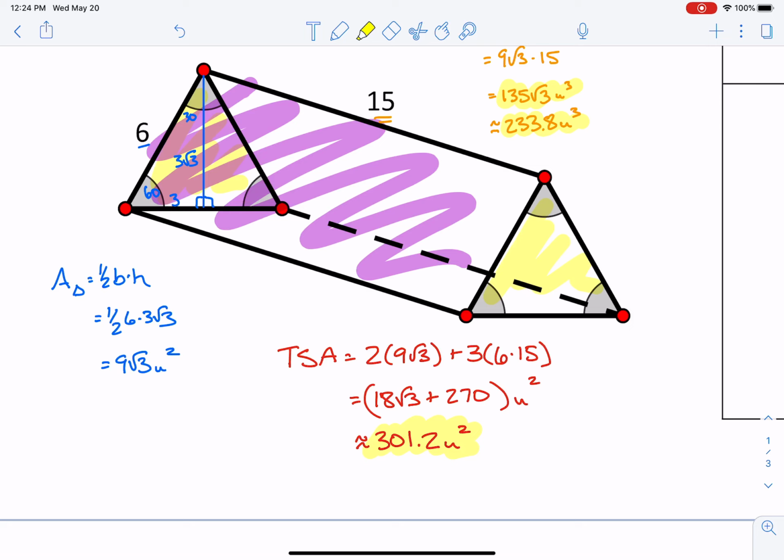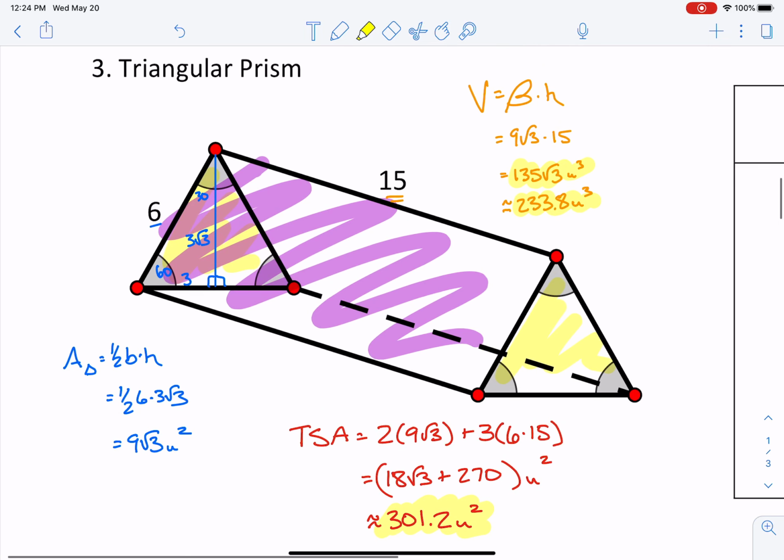So the tricky part of total surface area and volume isn't so much the actual formulas, but it is keeping everything straight and making sure that you are keeping account for all the different pieces.